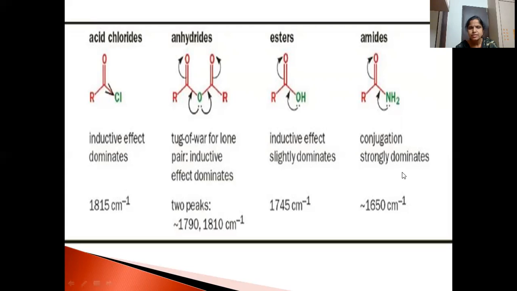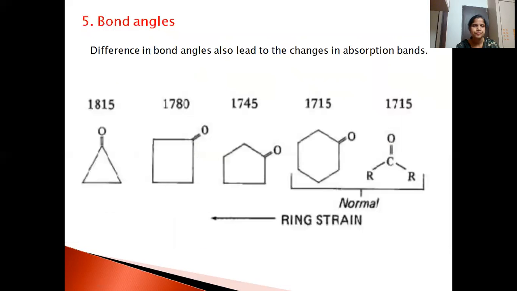Whereas in amides, conjugation dominates. So that is why in amides we find the vibrational frequency very low, at 1650 cm⁻¹. So out of all these, acid chlorides, anhydrides, esters, and amides, amides will show the lowest vibrational frequency.